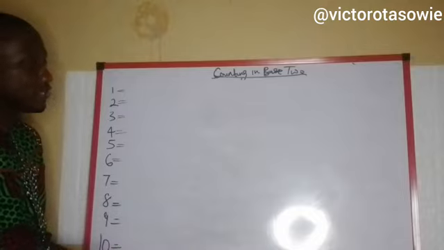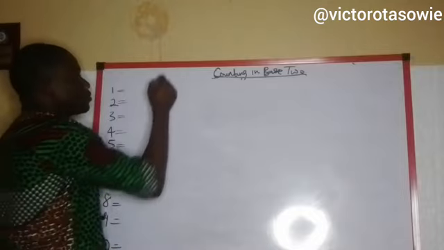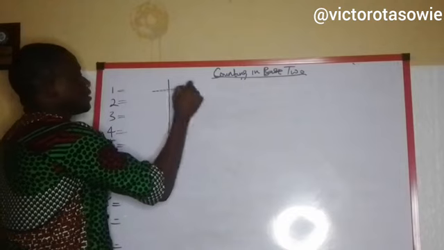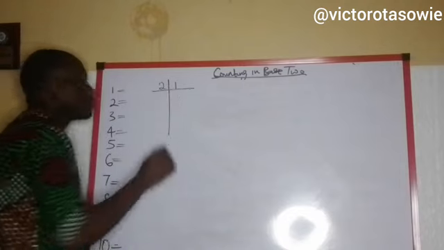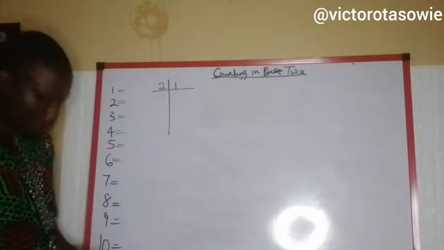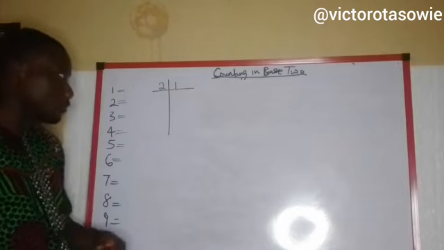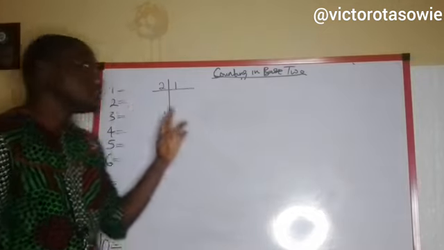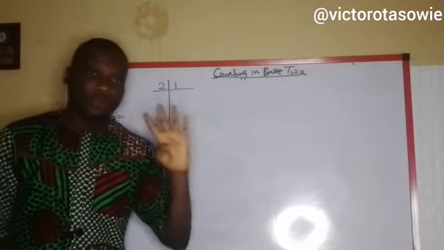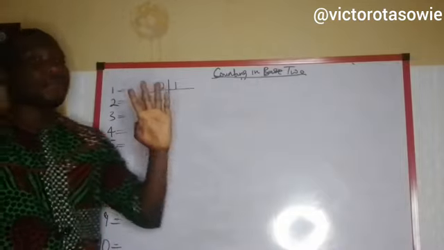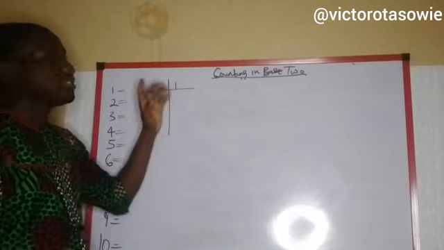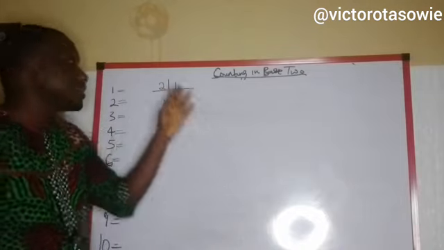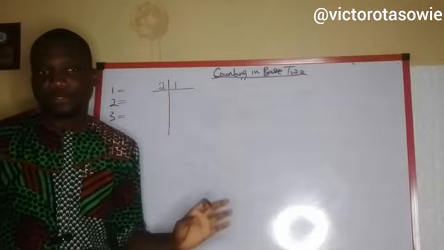So we're going to work with 1 first. You draw something like this. You write 1, then you write 2. Because we are working with base 2, 2 will have to be here. If we are working with base 3, 3 will be here. If we're working with base 4, 4 will be here. Base 5, 5 will be here. 6, 7, 8, 9, 10. That's how it's going to be as well.